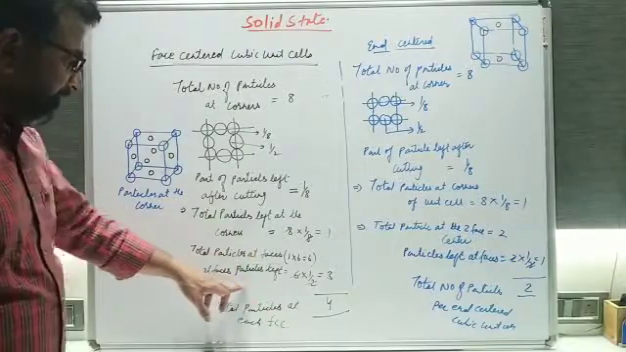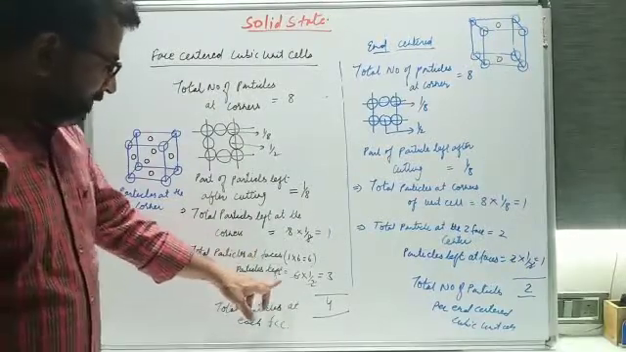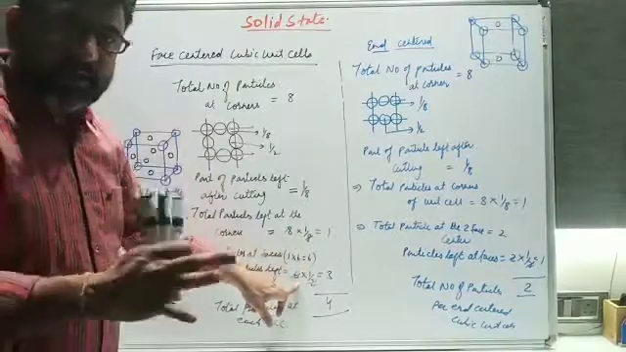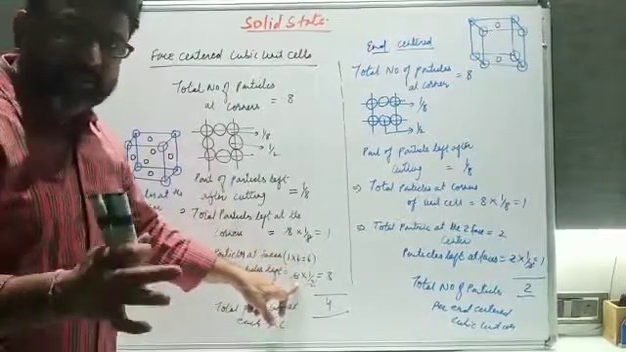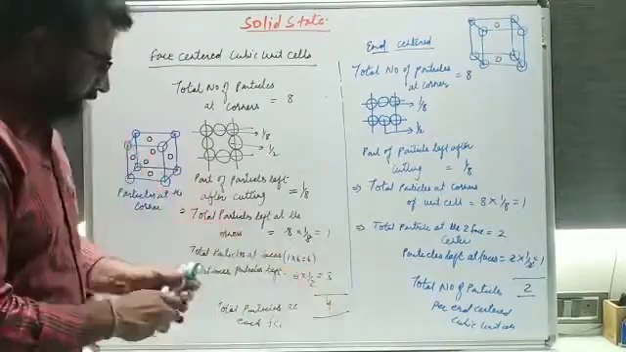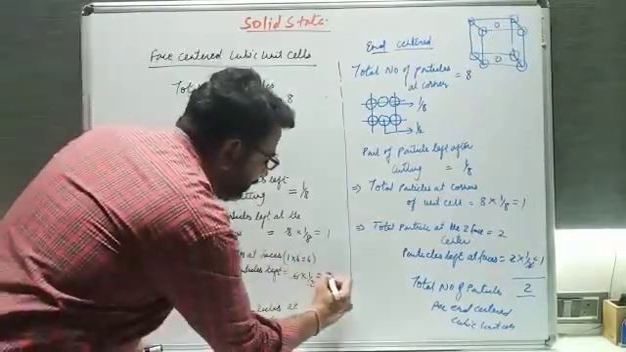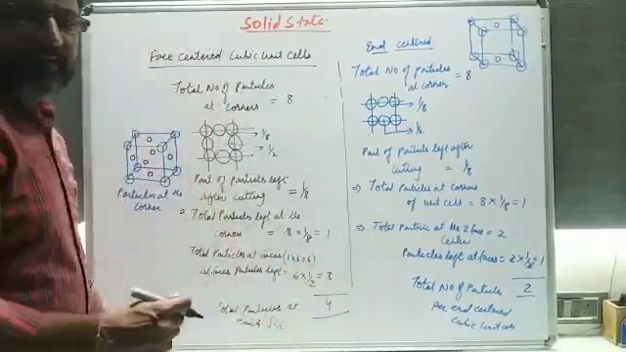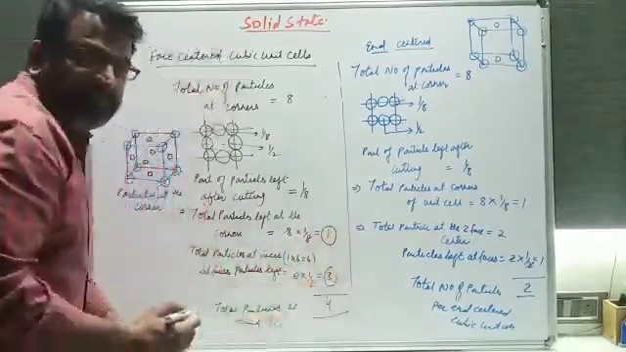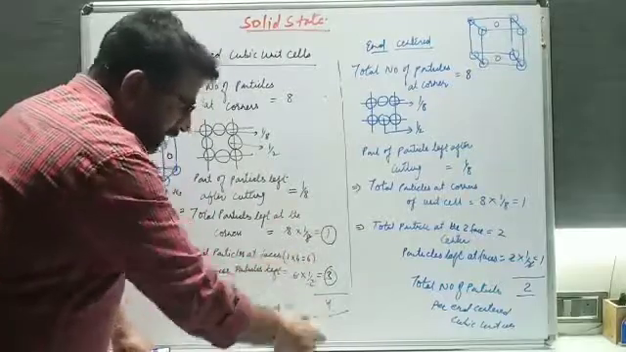Then what will be the total number of the particles? So at the faces, the particles left is equal to 6 into 1/2. 6 particles are present totally, but after cutting, half portion has gone. That means 6 into 1/2, so that will be equal to 3. So total particles at the face centers will be equal to 3. So this is at the corner and this is at each face. Okay, so total particles will be 4.